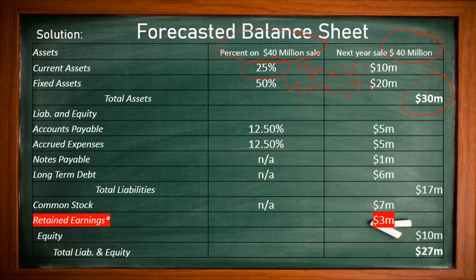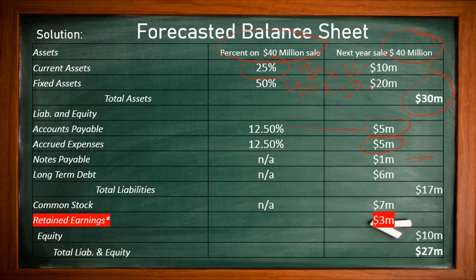Same as we go for liability and equity, when we apply the same percentage of 12.5% on sales, we get 5 million. Same for accrued expenses, we again get 5 million. We remember, as I told you before, when we wrote not applicable for notes payable, it means it is going to stay at the same value. So as before, we have 1 million, and here we inserted only 1 million as notes payable.